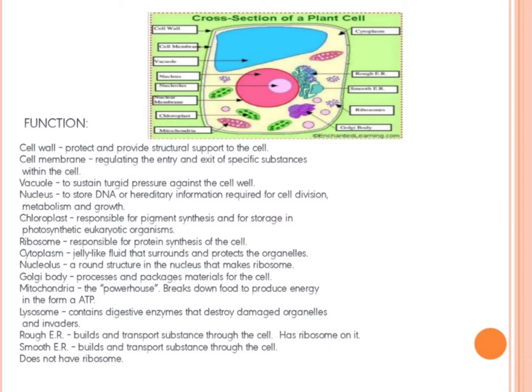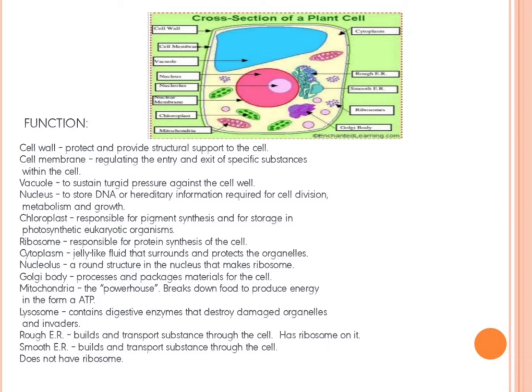Number 1, cell wall. Cell wall is to protect and provide structural support to the cell. Cell membrane, regulating the entry and exit of specific substances within the cell. Vacuole, to sustain turgid pressure against the cell wall. Nucleus, to store DNA or hereditary information required for cell division, metabolism, and growth.